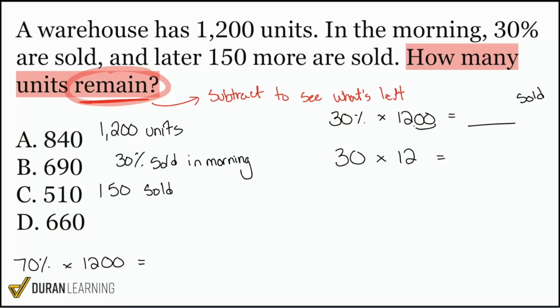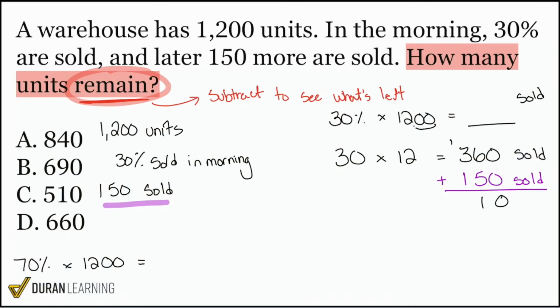Everybody, 30 times 12 is pretty straightforward because 12 times 3 is 36. So 12 times 30 is 360 that were sold in the morning. So we have this 360. And then we also have this 150 that was sold a little later. So if we add both of these together, how many total have been sold at this point? 0, 6 plus 5 is 11, carry the 1, and that is a 5 for 510. So everybody, 510 have been sold.